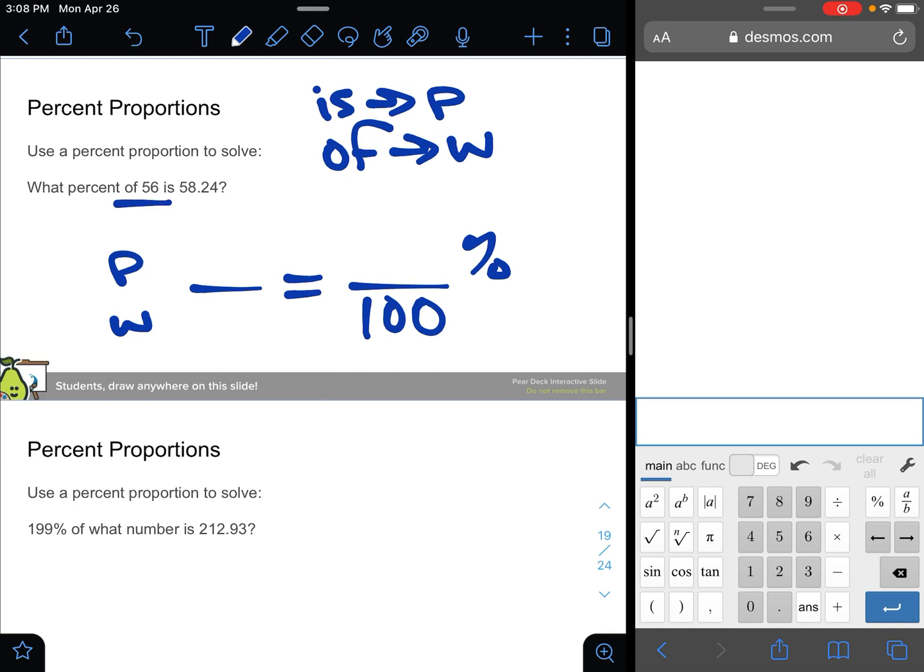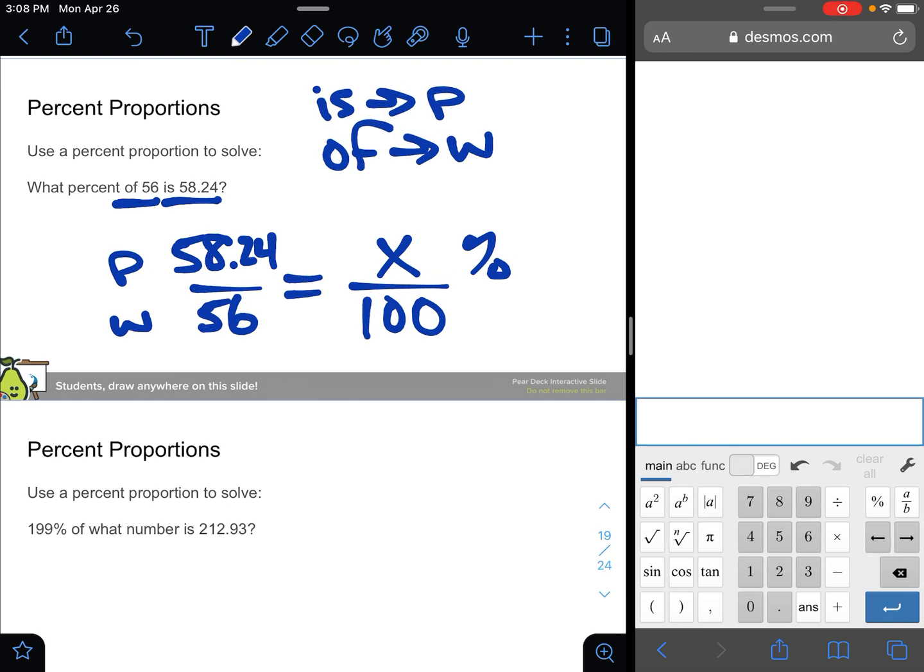So like 56 here is in between of and is, so you gotta be careful with which keyword goes with it. The is goes with the 58.24, so that's going to be the part. And the 56 is with the of, so that's the whole thing. What might be strange to you is that the part is actually bigger than the whole thing. That can happen. What that means is our percent will be bigger than 100%, which is totally fine. We're going to put an X here as a placeholder because we're going to solve for that missing percent.